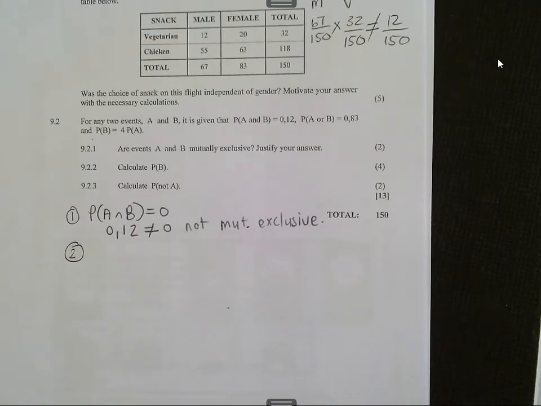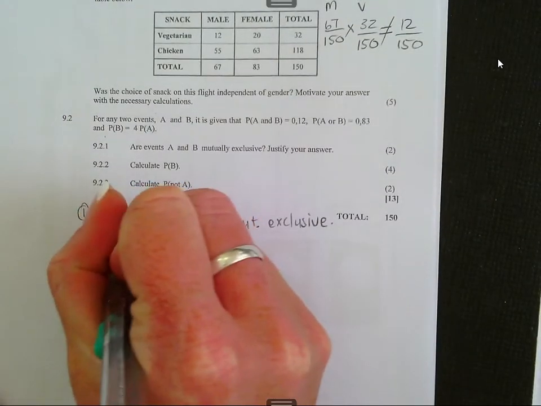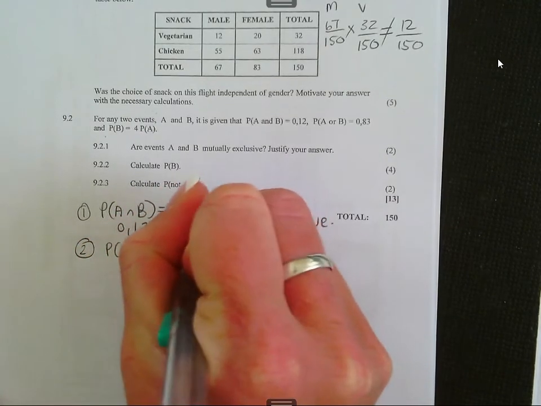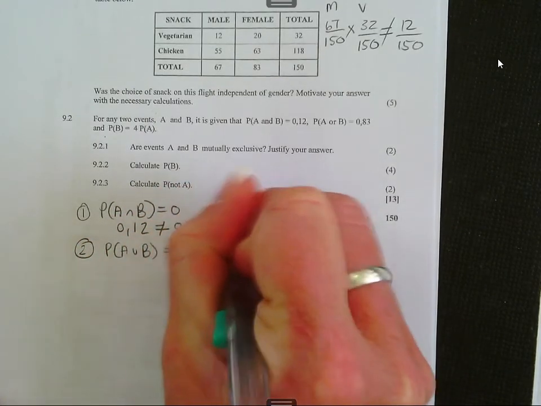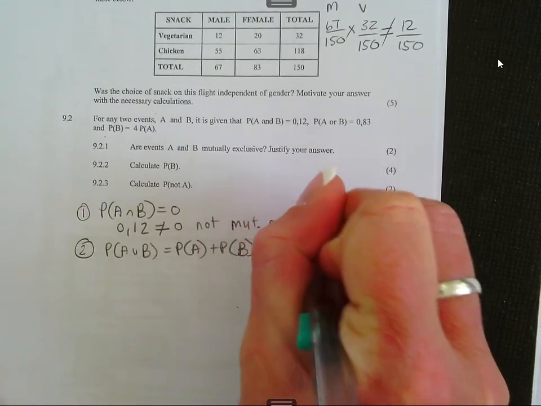Inclusive, no? And we just said this thing is not mutually exclusive. So when I started, I said, when you've proven something is not this, then you can assume it's the other. So this thing is mutually exclusive. So that formula looks like this. The probability of A or B is equal to the probability of A plus the probability of B minus the probability of A and B.